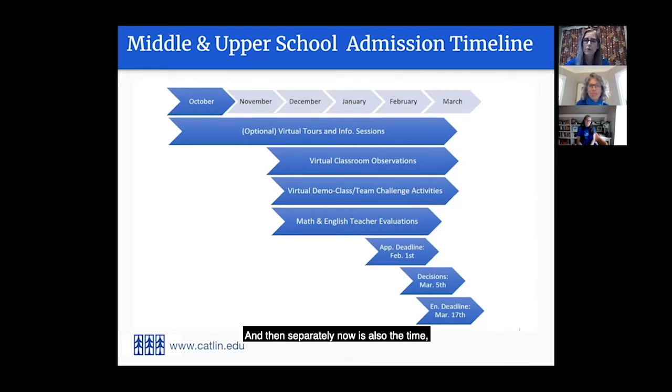And then separately, now is also the time, starting in November and going through early February, to register for what we call, for upper school candidates, a virtual demo class. And it's back-to-back with a team challenge activity. So this is for applicants or those who are interested in applying to upper school. And it's an opportunity to be actively engaged, although virtually.